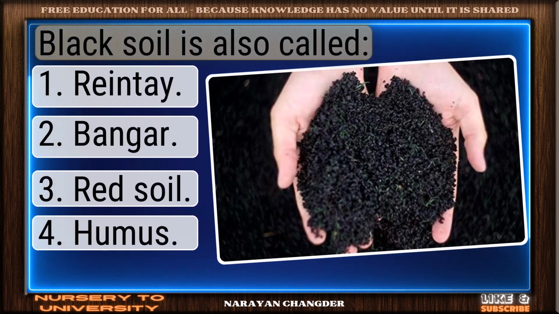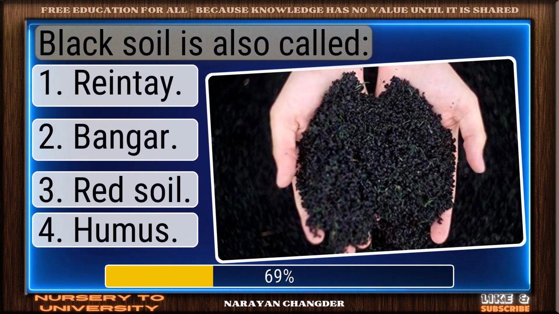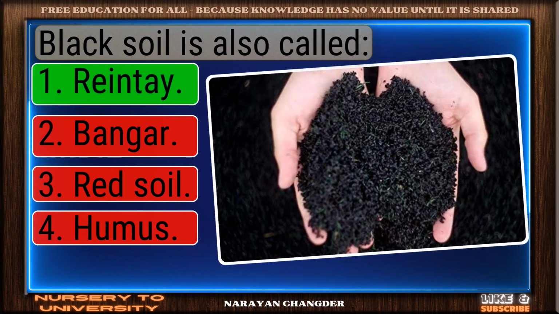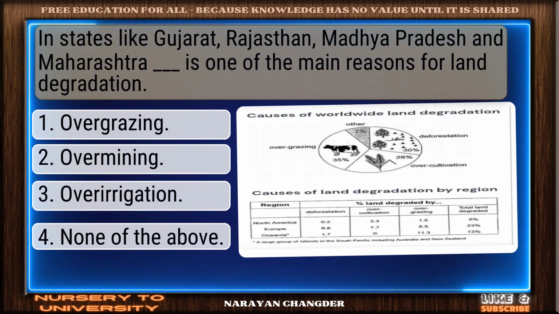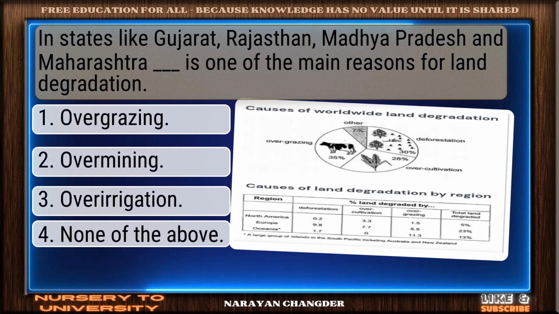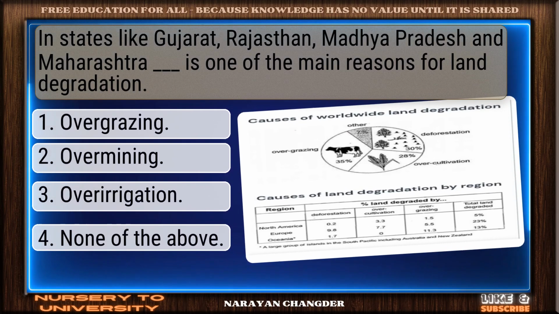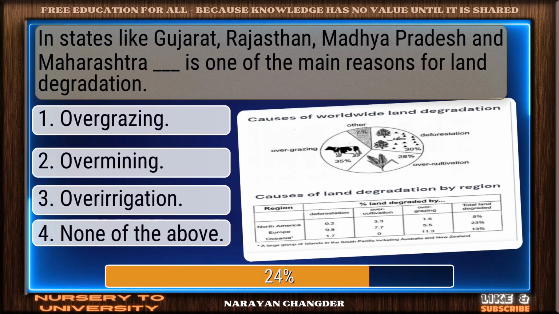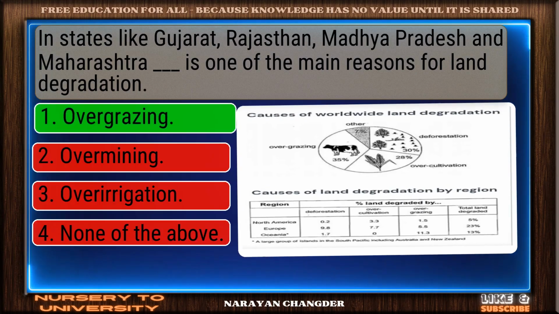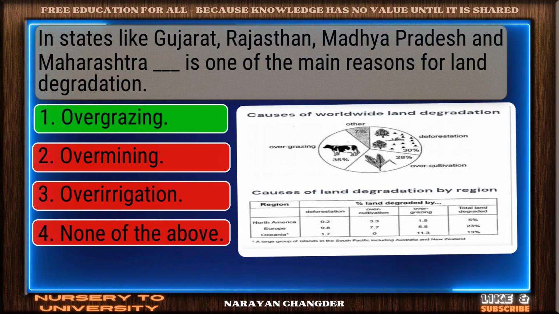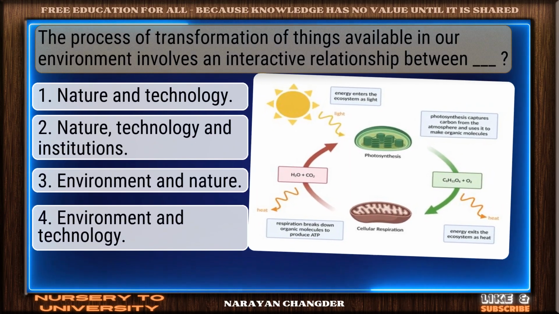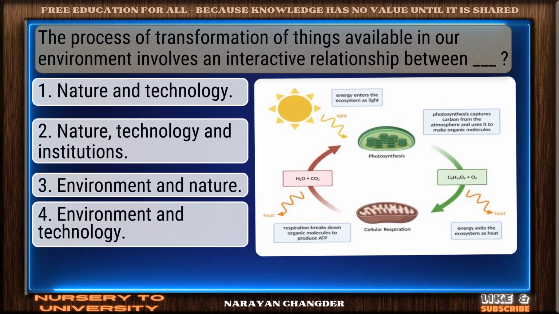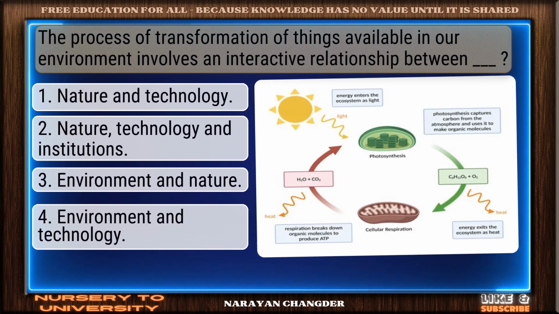Black soil is also called dash. On track. Regur is correct. In states like Gujarat, Rajasthan, Madhya Pradesh, and Maharashtra, dash is one of the main reasons for land degradation. Nicely done. Overgrazing is solid. The process of transformation of things available in our environment involves an interactive relationship between dash.